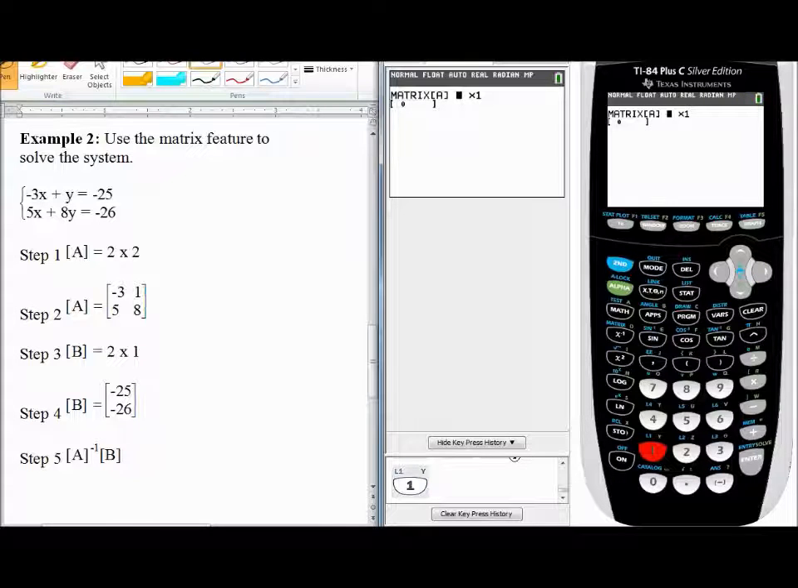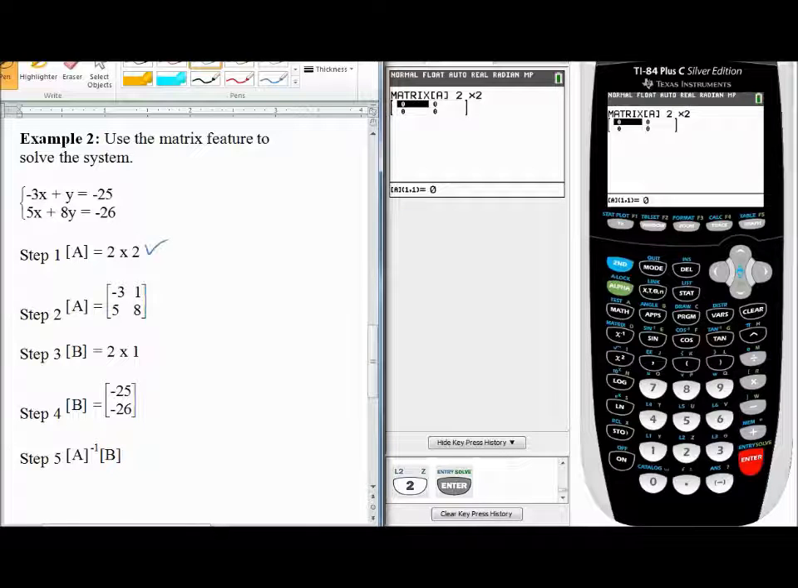And now it takes me to a 1 by 1. Well, I don't have enough space to enter the information that I need. So from here, I'm going to hit number 2, enter. Number 2 again and enter. Now I have 4 spaces in order to enter my data, and that's what I need. So I have a matrix A and it's a 2 by 2, which gave me 4 spaces. Okay, so step 1, we've got it out of the way.